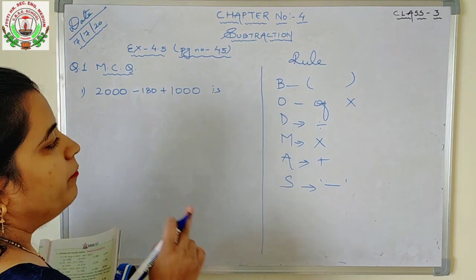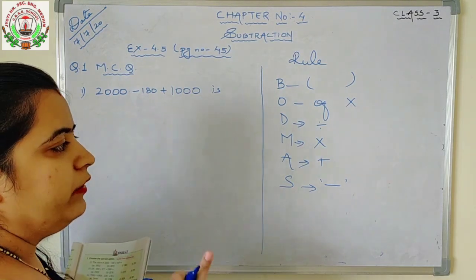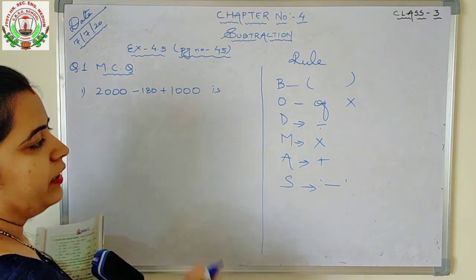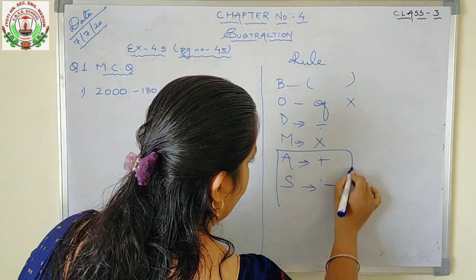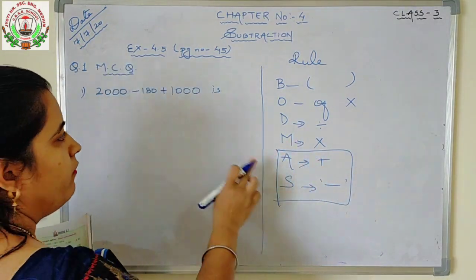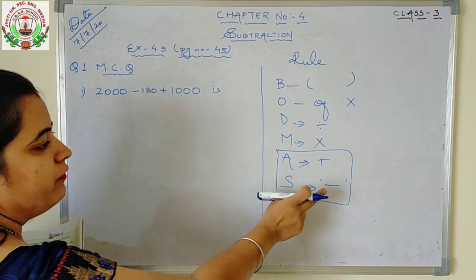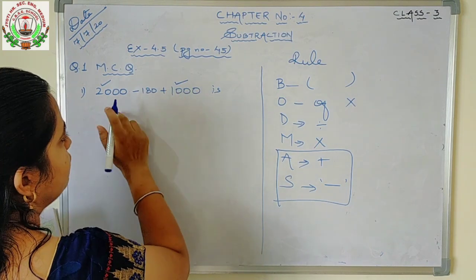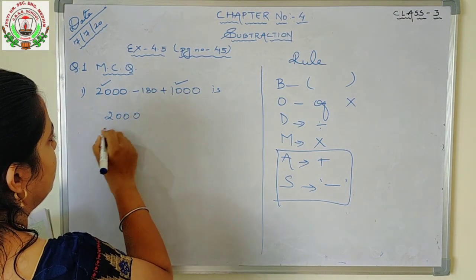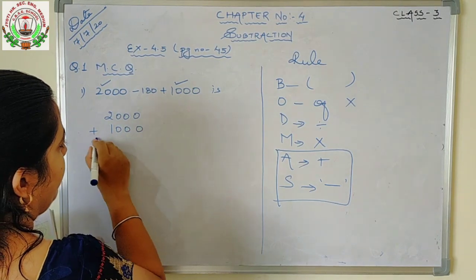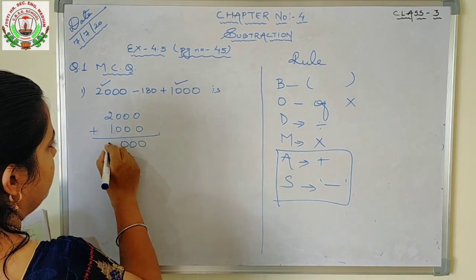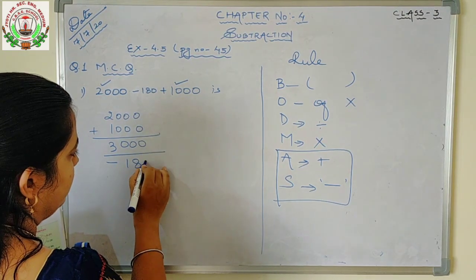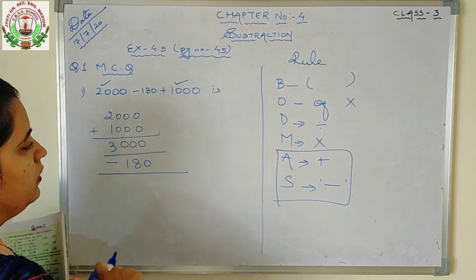Now, when we are solving this kind of question, only two signs are there: addition and subtraction. So first we will add and then we will subtract. First we find the numbers which we have to add, and then we subtract. Here this is a plus sign, so you have to add these two numbers. 2000 plus 1000 is 3000. Then you have to subtract 180 from 3000.